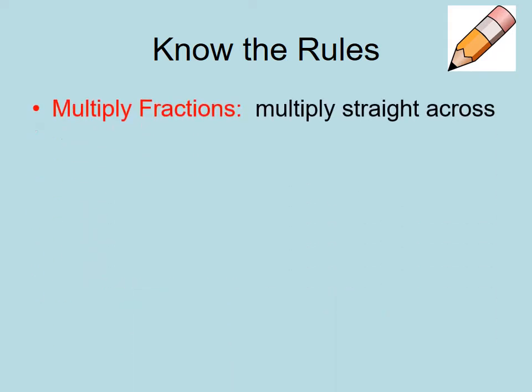When we are multiplying fractions, we multiply straight across. So if we look at this example, if I have 1/4 times 1/5, we're just going to multiply 1 times 1 and we get 1, 4 times 5 and we get 20, and that is going to be our final answer there.